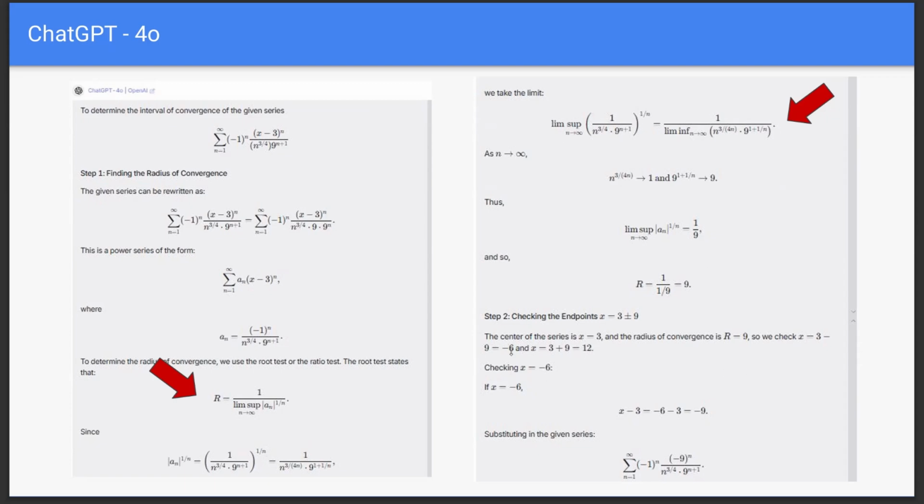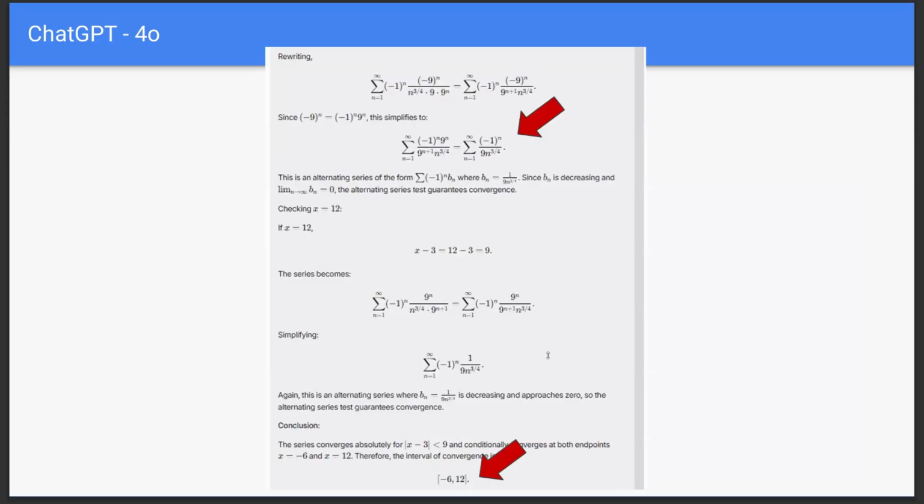Now, it seems though, as we get through this solution, we still are ending up with some of the same numbers. Like on the bottom right here, we see that the center is 3 and the radius is 9, so that we have -6 and 12. So whatever this thing did was apparently somehow equivalent. Okay, let's look at the next slide.